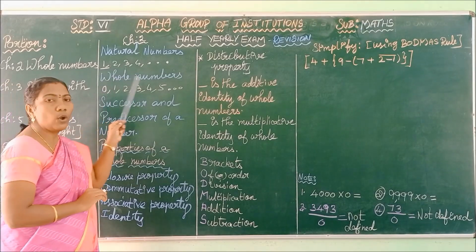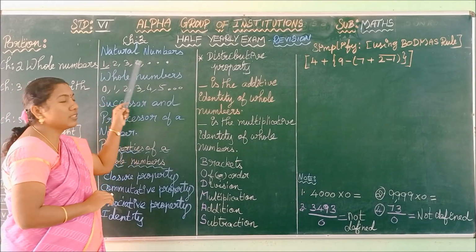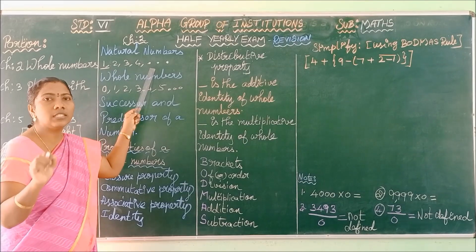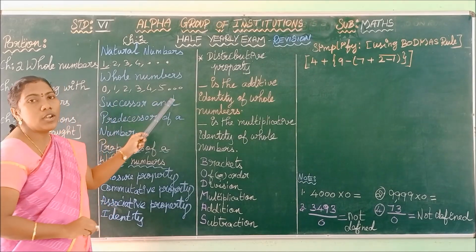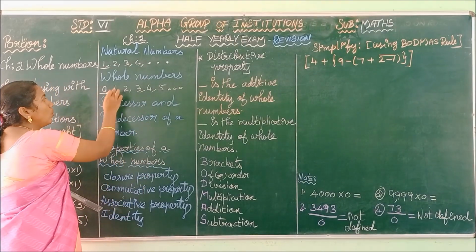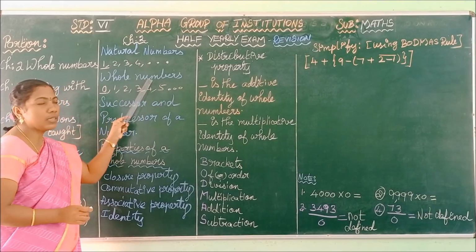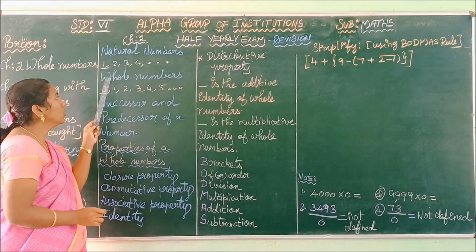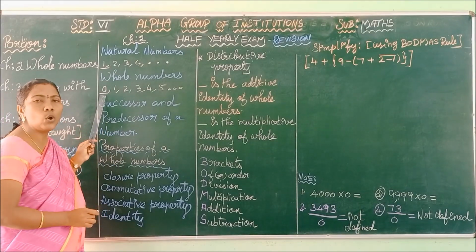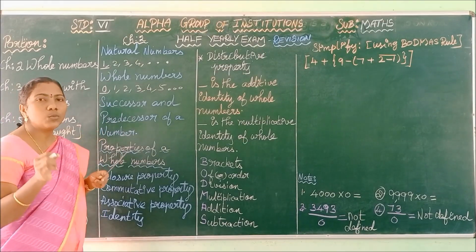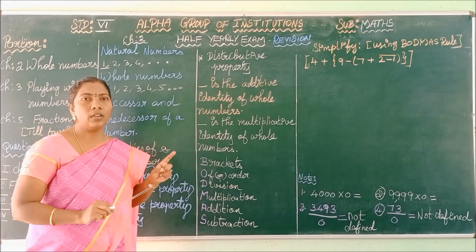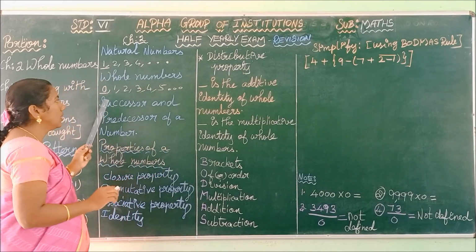And what is meant by whole numbers? Along with the natural numbers, if you add 0, we get whole numbers. So 0, 1, 2, 3, 4, 5, etcetera are called whole numbers. These are endless. So which is the smallest whole number? 0. So the smallest natural number is 1, and the smallest whole number is 0.